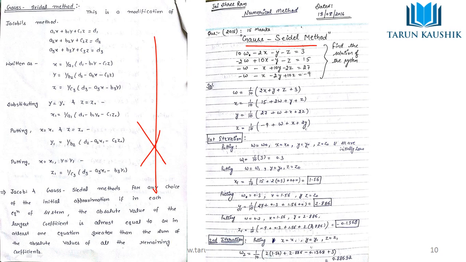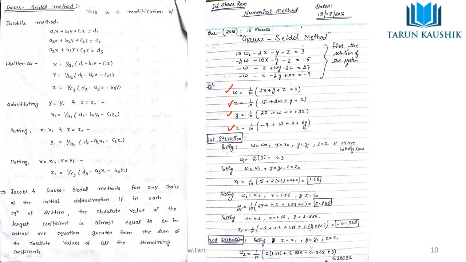So this question was asked in the Mains 2015 for 15 marks using the Gauss Seidel method. And it is also mentioned, do the 4 iterations. In the question it was mentioned to do 4 iterations for solving this. Okay, so you calculate the value w from the first equation, x from the second, y from the third and z from the fourth.